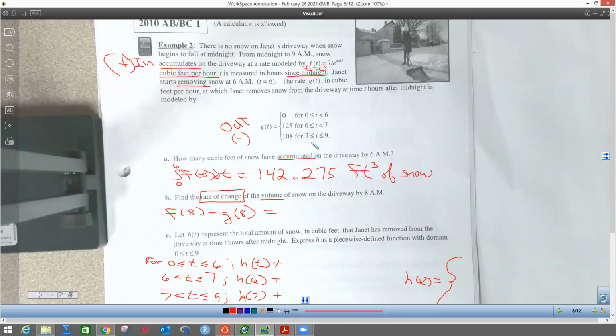So I'm going to look up here. The taking away is right here in my chart. That's 108 cubic feet. So I'm going to subtract that 108 from this chart because the time from 7 to 9 and 8's right in the middle. That's 108. And I'm going to subtract that, and I need to do f of 8. So to do f of 8, I've got to plug 8 into this function. So I'm going to do that on my calculator again.